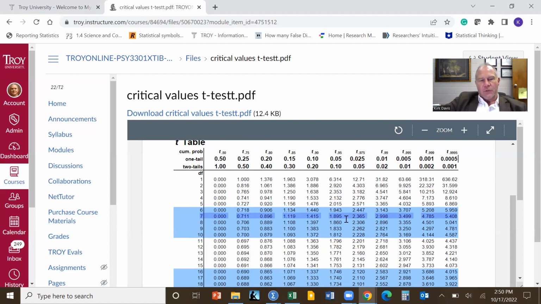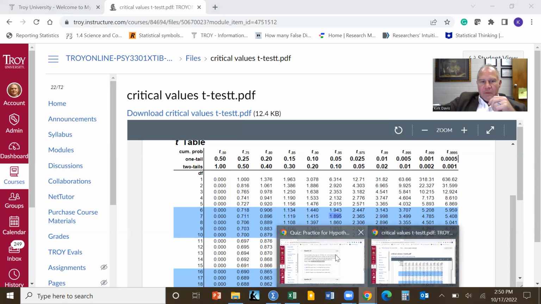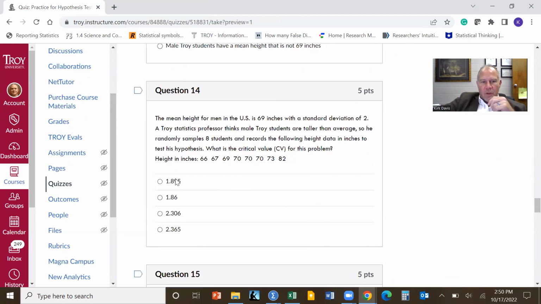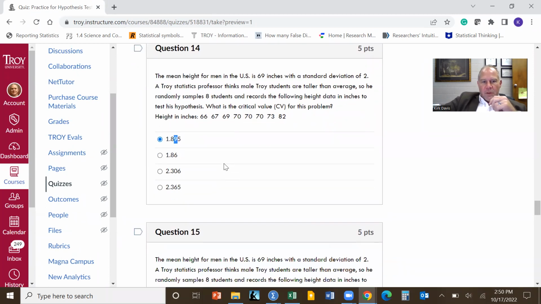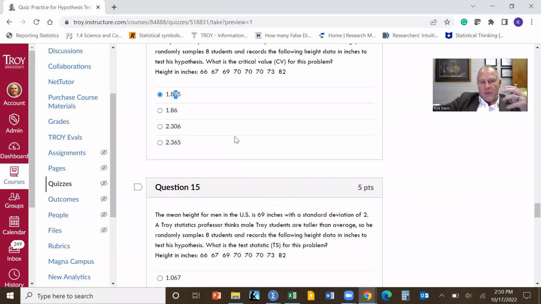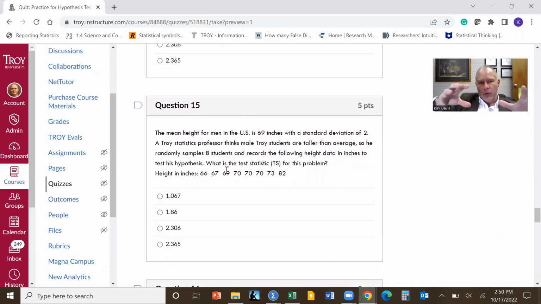Now, critical values aren't as useful as they used to be because computer programs will tell me the exact probability of my test statistic. But I still find them useful, so I have an idea of what to expect before I ever analyze my data and start collecting my data. So let's go back here, and we agreed that we needed a 1.895. So we should see 1.895 right here. Now, we are going to compare our test statistic. That's the value that we compute. So when you see this TS, that stands for test statistic. This is the statistic we are actually testing for significance.